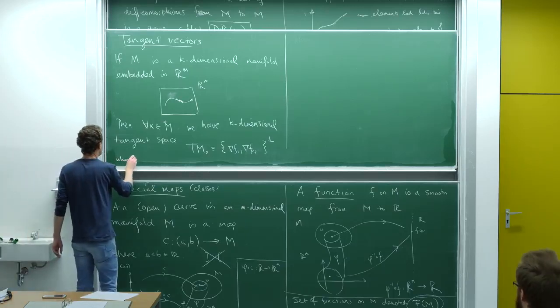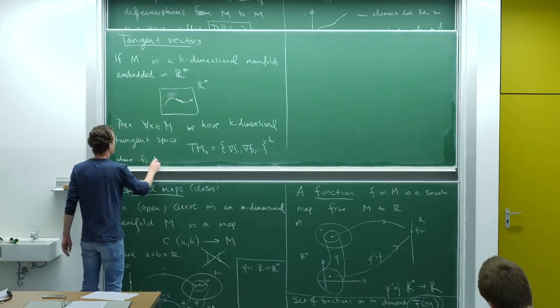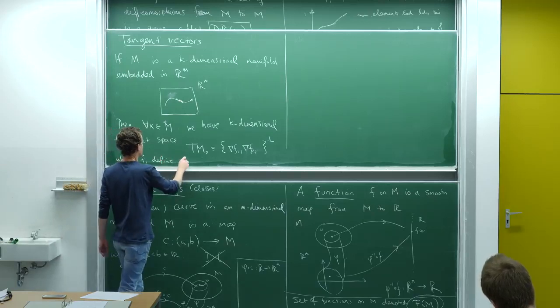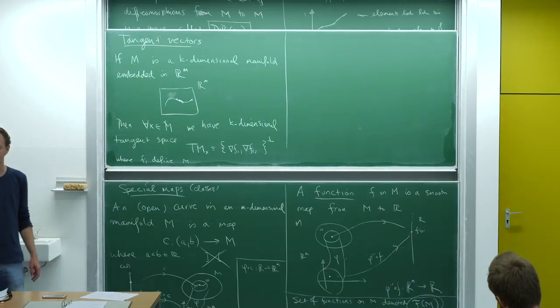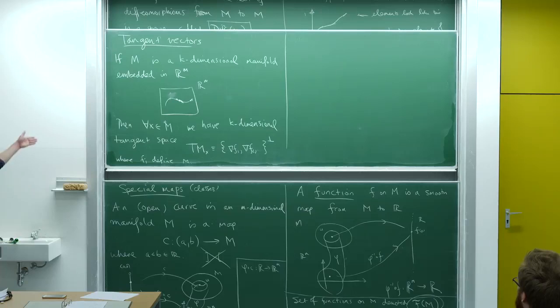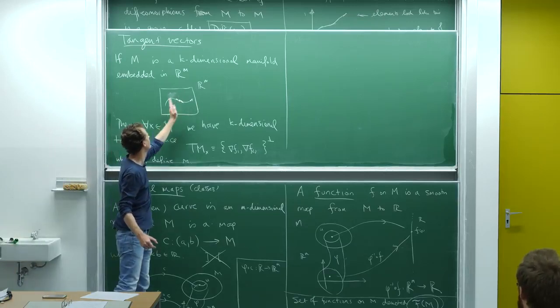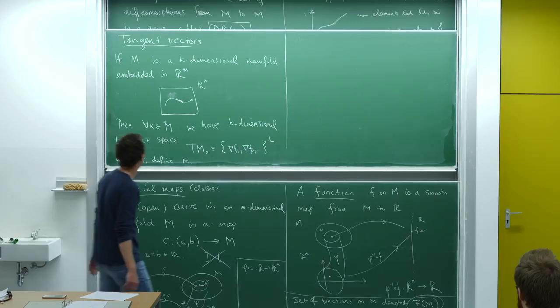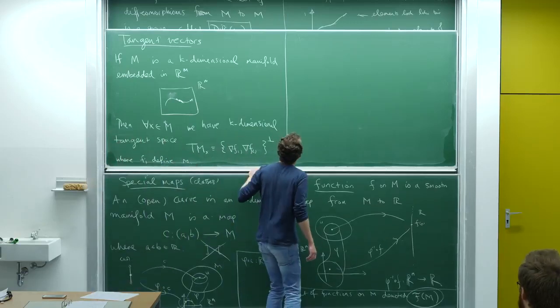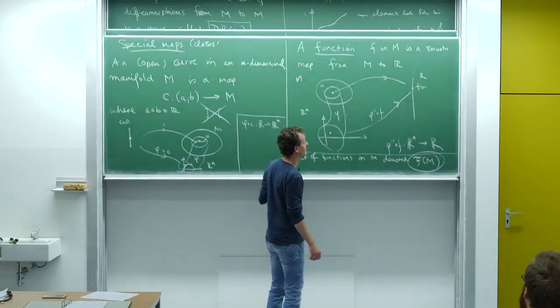Where the F_j define M. They're the defining functions for M. So that's one notion of what it means to be a vector on a manifold. We say a vector is a tangent vector if it's complement to all the normal vectors. And we'll just do an example just to get some sense of how it looks.